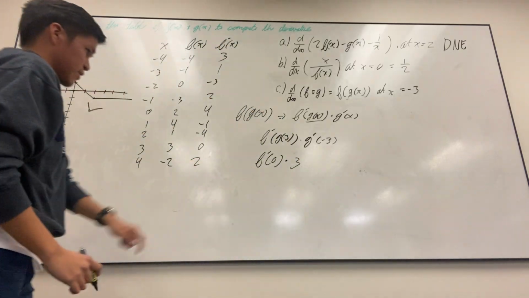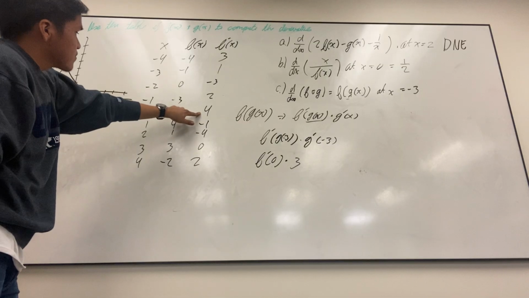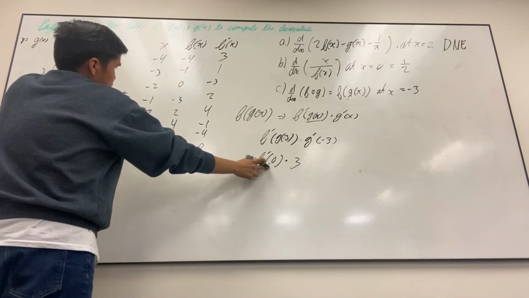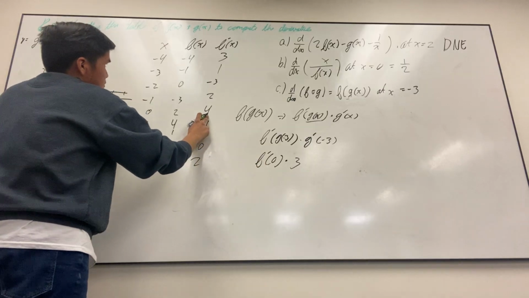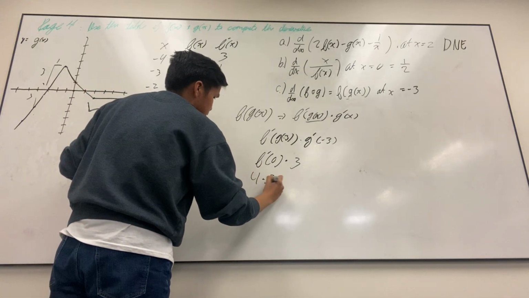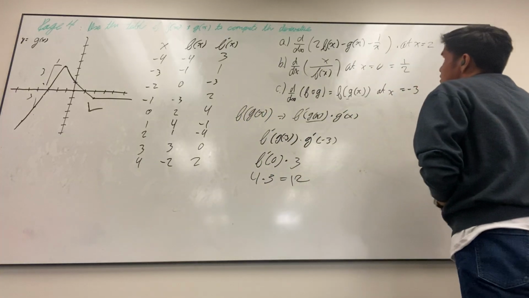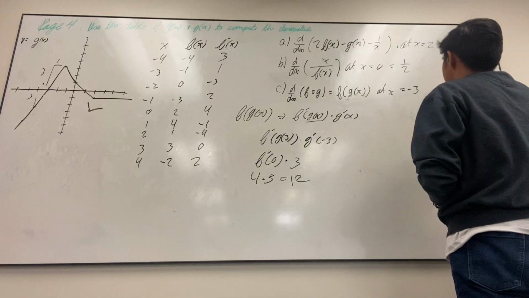Now look back at f prime of 0. So at 0, look at f, which is, so the x would be 0, and f prime at 0 would be 4, because that's our x value. So we have 4 times 3, which is 12. And this is our derivative for f of g of x at x equals -3.